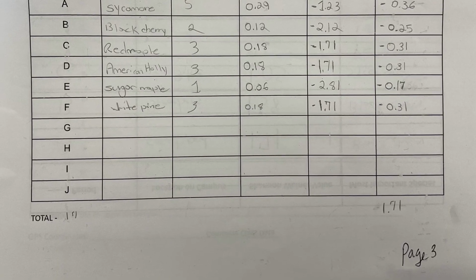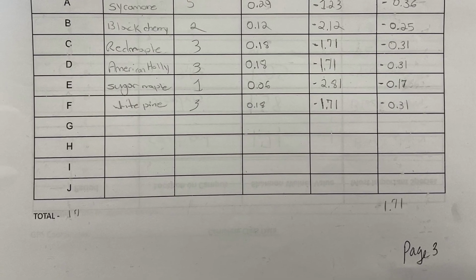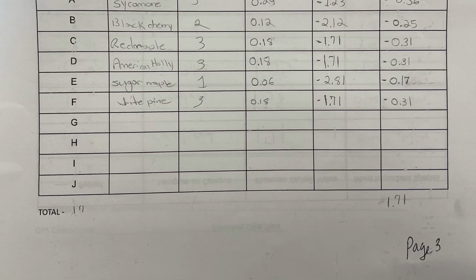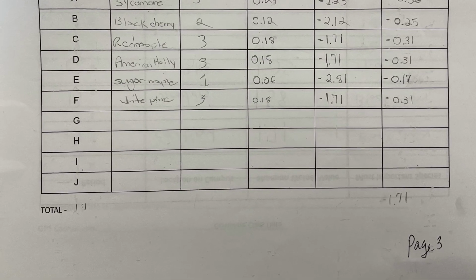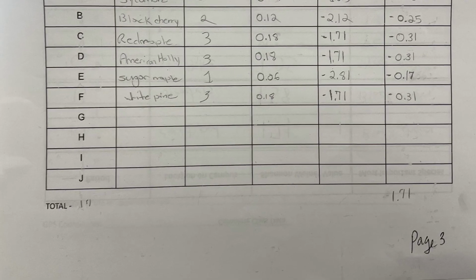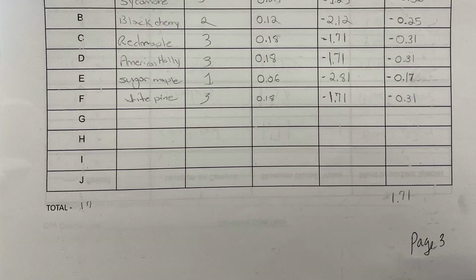Red maple, 3 divided by 17. American holly, 3 divided by 17, same as before. Sugar maple, 1 divided by 17, and then white pine, 3 divided by 17. And then for the natural log of pi, we're going to use the calculator.